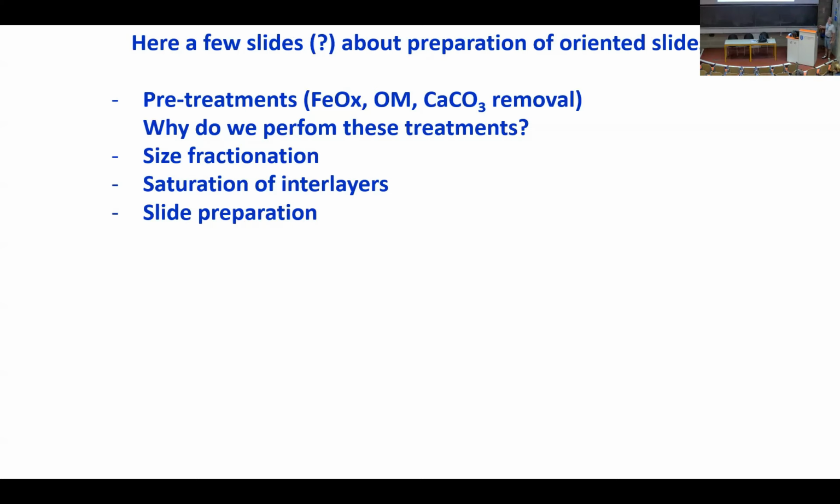For organic matter, it's essentially the same, except that in this case, you may have, especially in soil samples, aggregation, formation of aggregates between organic matter and your phyllosilicates. In this case, it may be interesting to remove organic matter to disperse as much as possible your clay fraction. What about calcium carbonate?